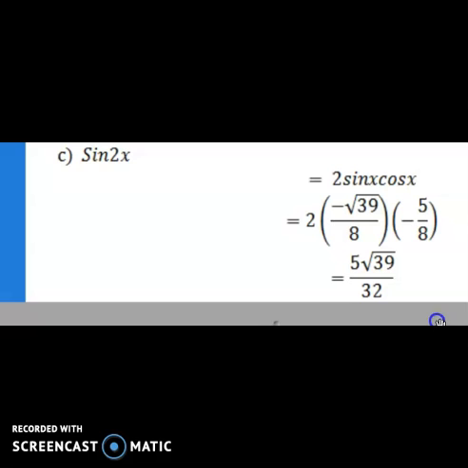2 multiplied by 8 will give me 4. 4 times 8 will give me 32. And 5 multiplied by square root of 39 is 5 square root of 39. Minus times a minus is a plus.